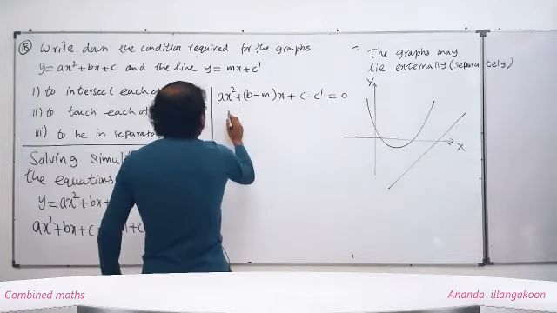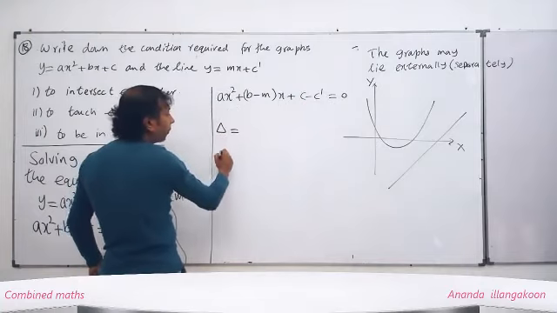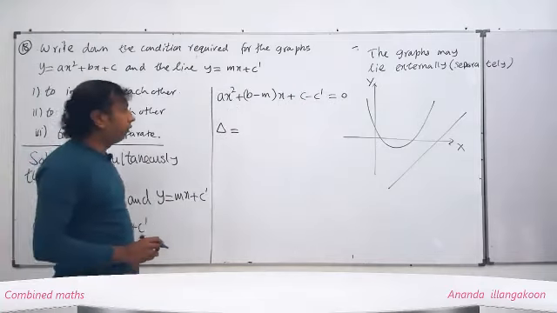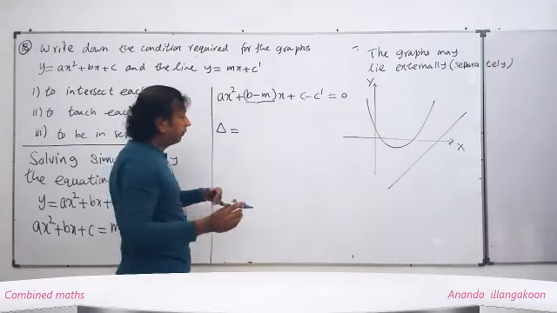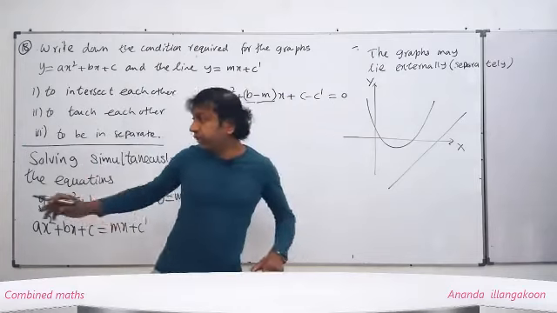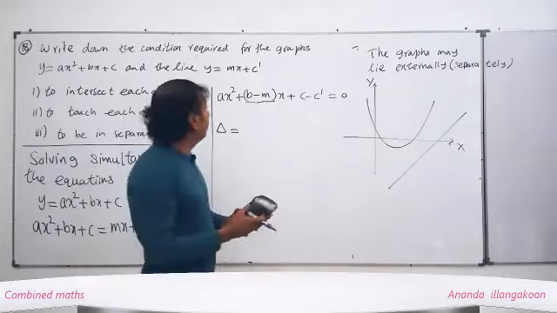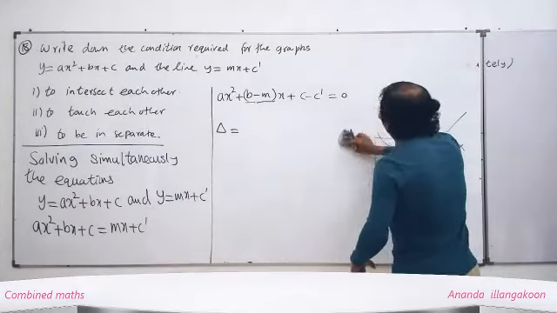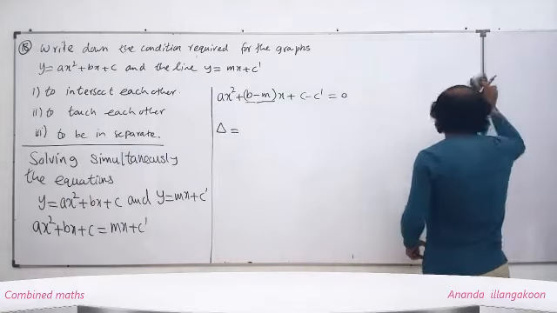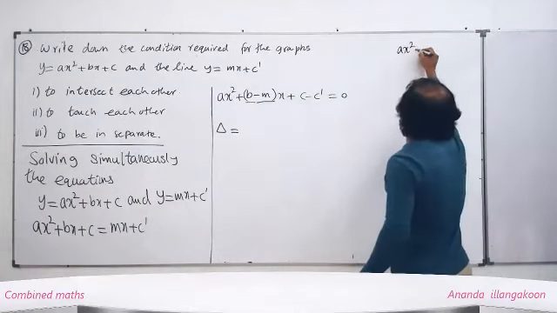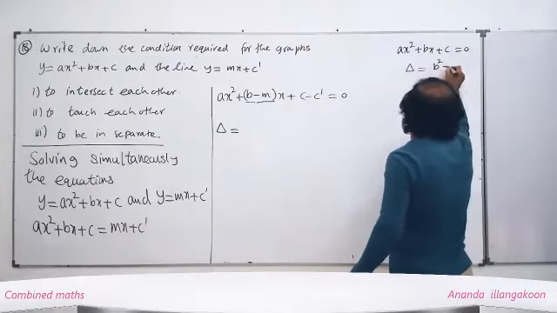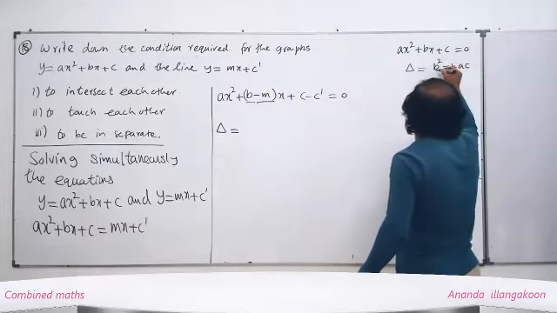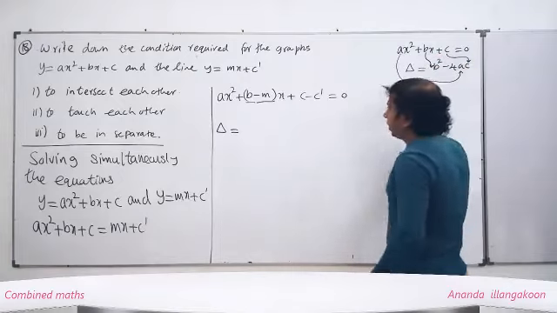So then we can write delta. What is delta, people? Discriminant. How do we write the discriminant for the standard quadratic equation ax squared plus bx plus c equals 0? The delta is b squared minus 4ac, no? B means this figure, a means this figure, c means this figure. Like that, here we can write delta.